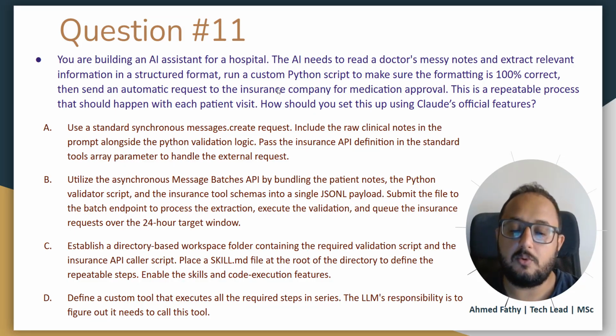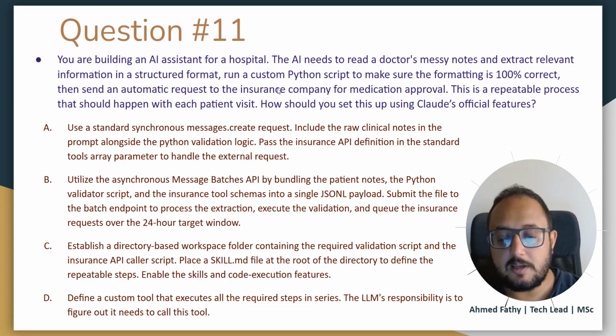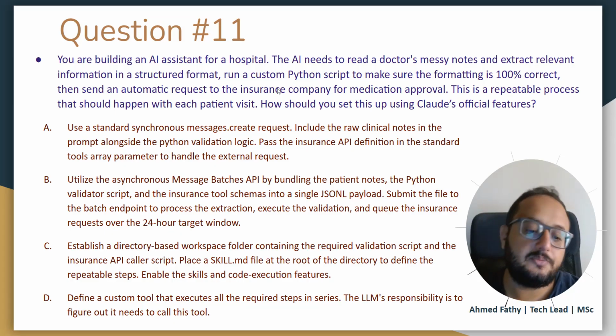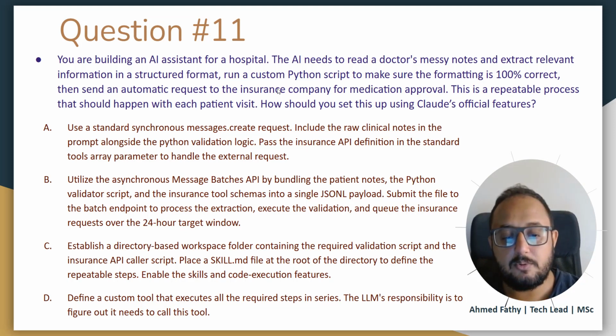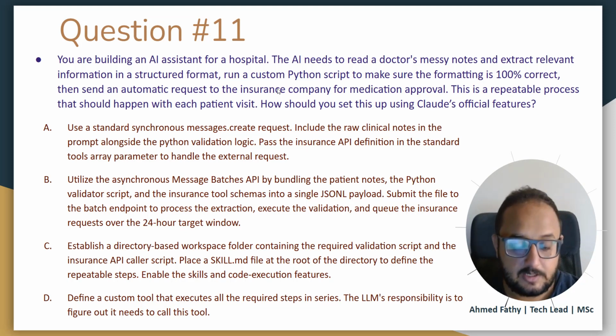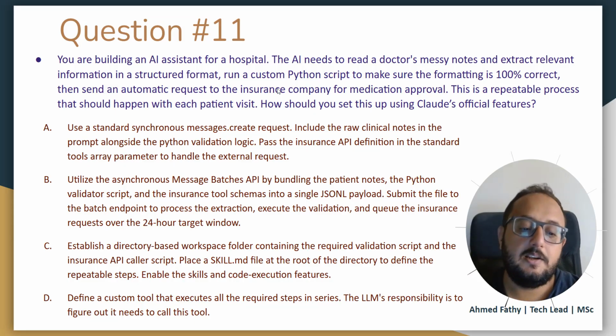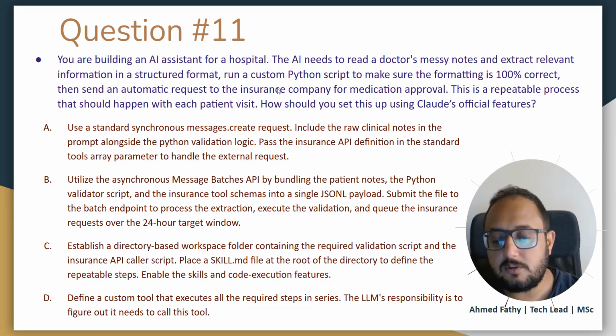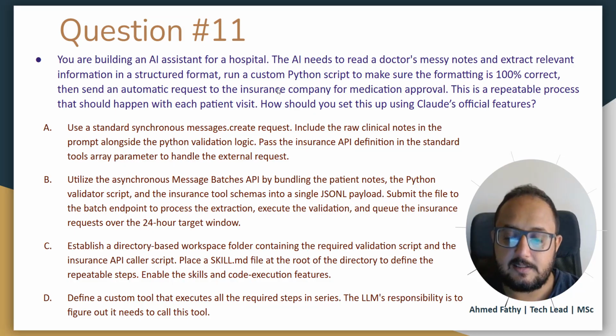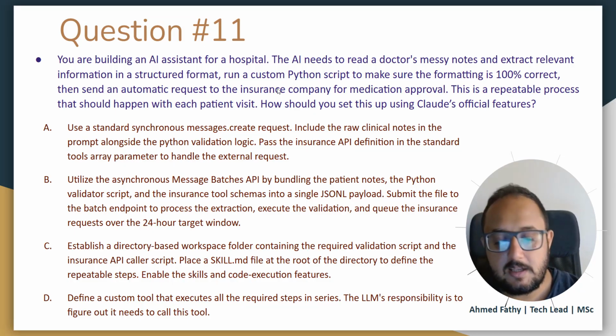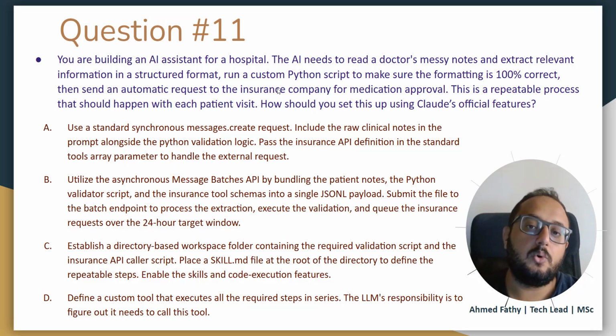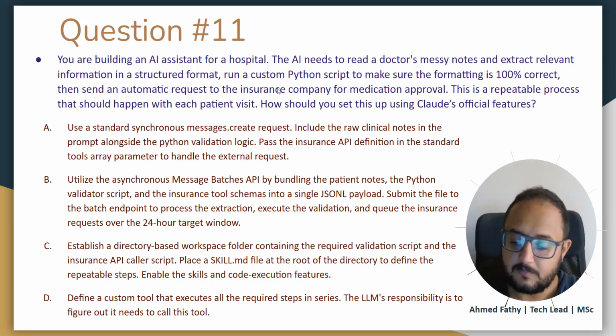Option C, establish a directory-based workspace folder containing the required validation script and the insurance API caller script. Place a skill.md file at the root of the directory to define the repeatable steps, and enable the skills and code execution features. D, define a custom tool that executes all the required steps in series. The LLM's responsibility is to figure out if it needs to call this tool or not.